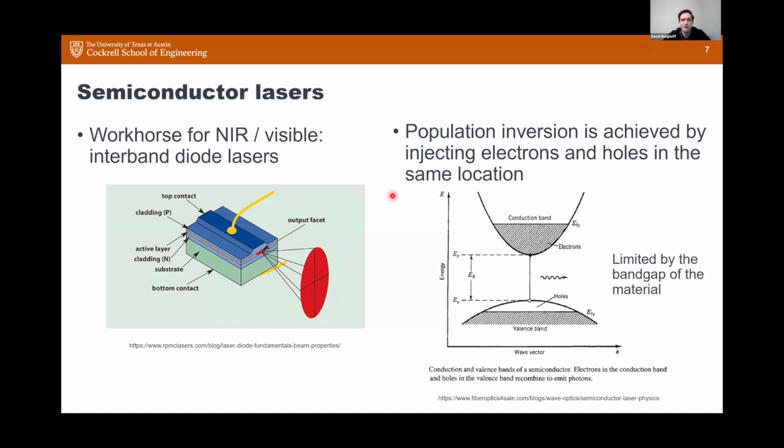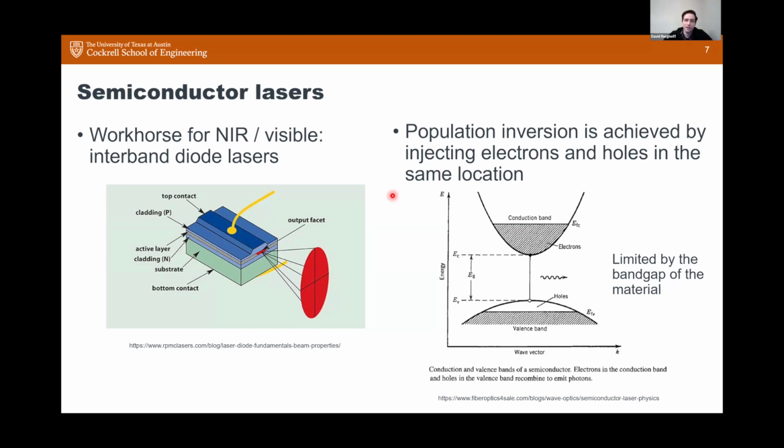And of course, you can modify it by adding quantum wells and add lots of bespoke features to a diode laser. But ultimately, it's all relying on interband transitions. So basically, what you're doing is you are getting a population inversion. In any laser, you need to have electrons living in an excited state relative to a lower energy state. And in the case of a diode laser, it's by injecting electrons and holes into the same material.